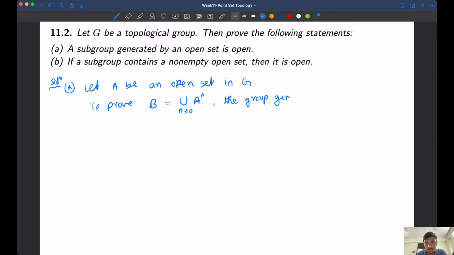Sir, can you please explain this part one more time? Why is B the union of A?